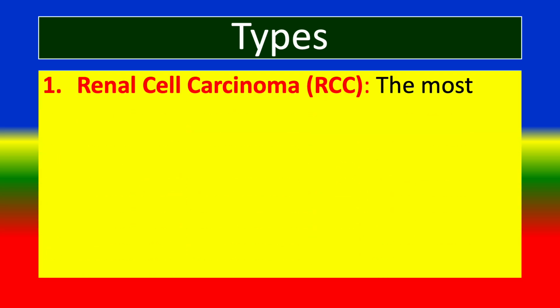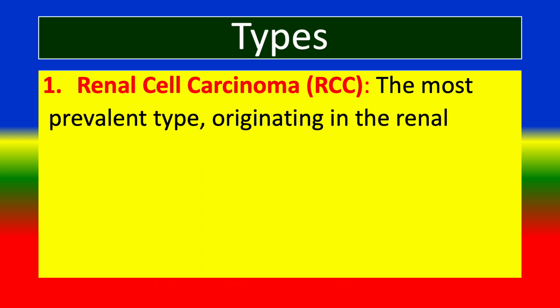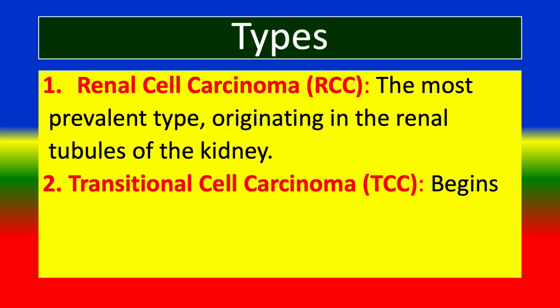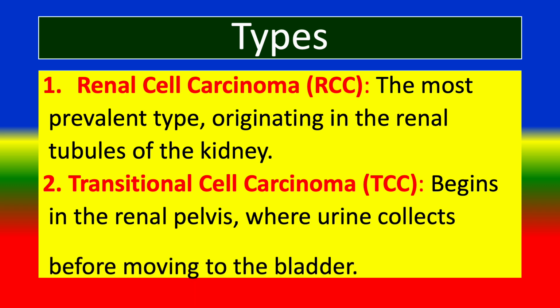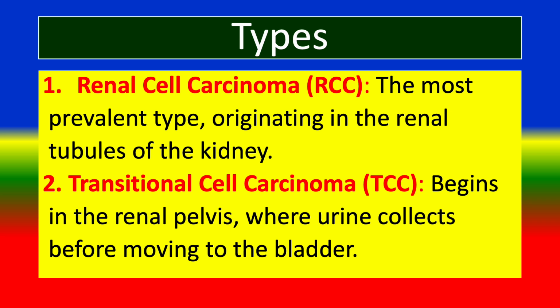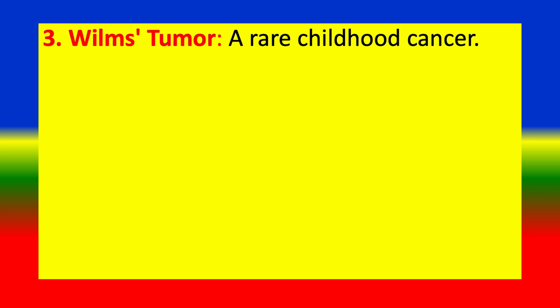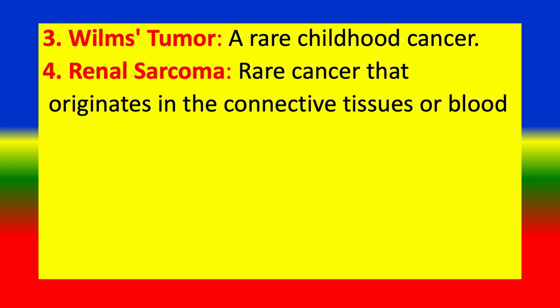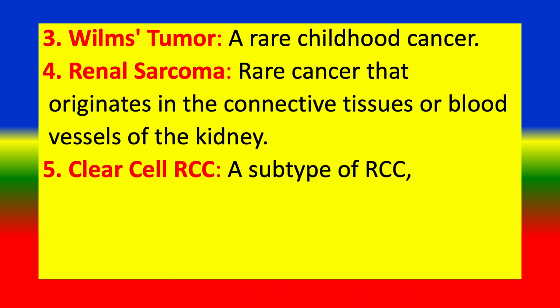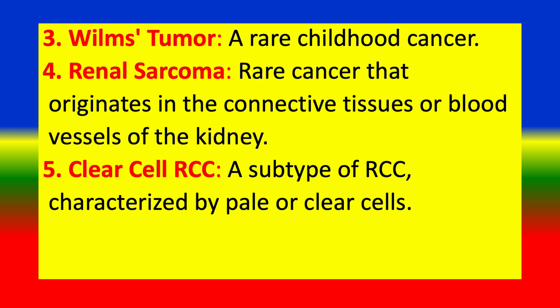One, renal cell carcinoma, RCC, the most prevalent type, originating in the renal tubules of the kidney. 2. Transitional cell carcinoma begins in the renal pelvis, where urine collects before moving to the bladder. 3. Wilms tumor, a rare childhood cancer. 4. Renal sarcoma, a rare cancer that originates in the connective tissues or blood vessels of the kidney. 5. Clear cell RCC, a subtype of RCC characterized by pale or clear cells.